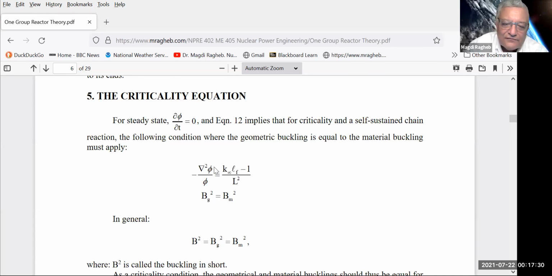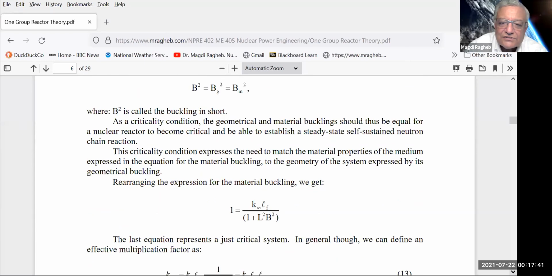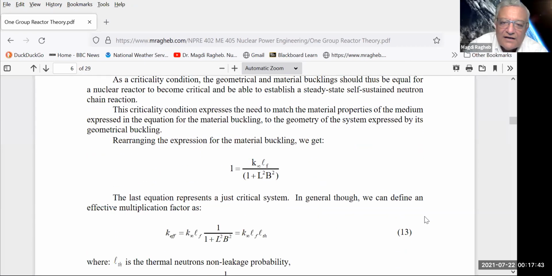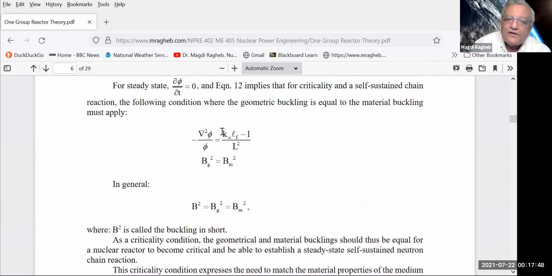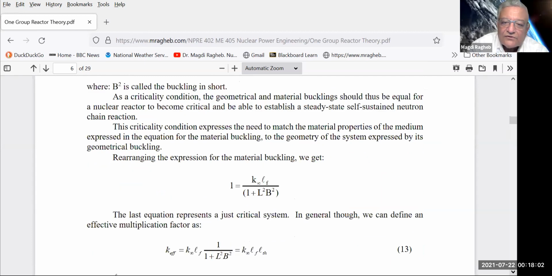Okay, so for the design of a nuclear reactor, I must make my geometric buckling equal to the material buckling, and we call this the criticality equation or the criticality condition. Now we can rearrange the expression that we derived here and that we call the material buckling. So we take that term here, (K infinity divided by L sub F minus 1) divided by L squared, which is equal now to the geometric buckling, and rearrange it. And if we rearrange it, we get a term that looks like this.